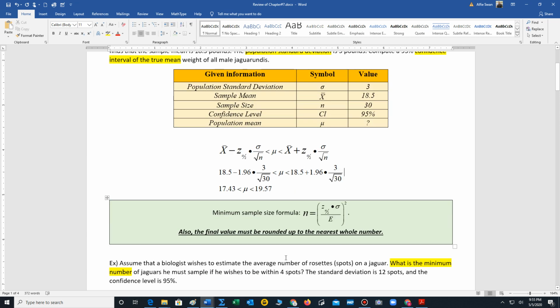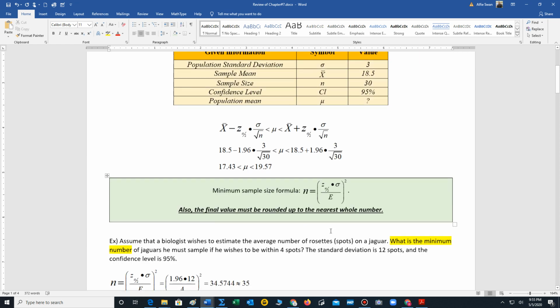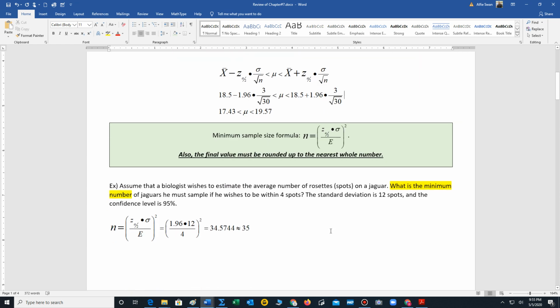The next formula in this section that we have to use is to compute the minimum sample size. That's going to be the z-value times the population standard deviation divided by E. E is the maximum allowed error. Quantity squared. And we always round n upwards to the nearest whole number.